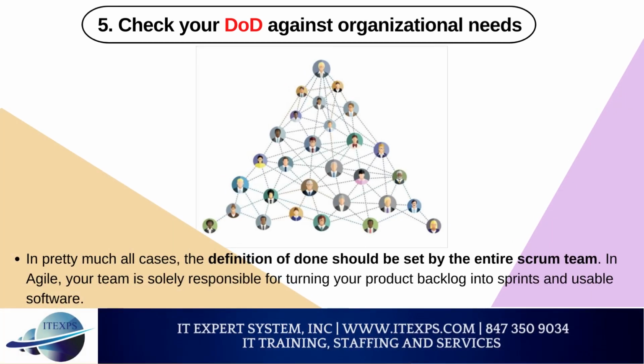5. Check your DoD against organizational needs. In pretty much all cases, the definition of done should be set by the entire Scrum team. In Agile, your team is solely responsible for turning your product backlog into sprints and usable software. However, the problem is when you get too focused on the task at hand and forget about the larger goals, needs, and conventions of your company. A definition of done will occasionally need to be checked against your core values and principles to make sure no glaring issues are being missed.